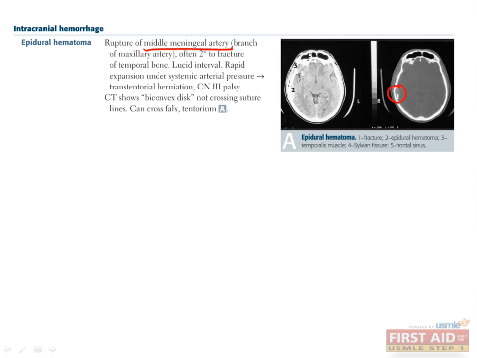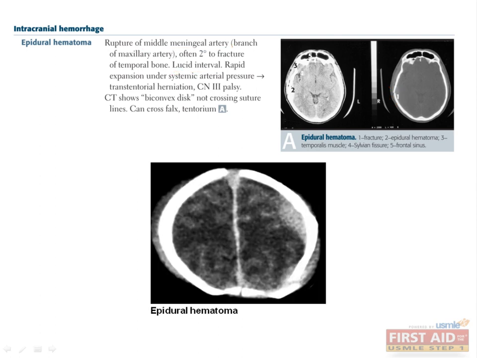Epidural hematomas are characterized by a lucid interval of several hours. Eventually, the hematoma begins to compress the brain, leading to elevated intracranial pressure and transtentorial herniation. What would you see on CT? Well, on CT, you'd often see a lentiform hematoma, sometimes called a biconvex disc, because the blood is limited by the strong dural suture lines.